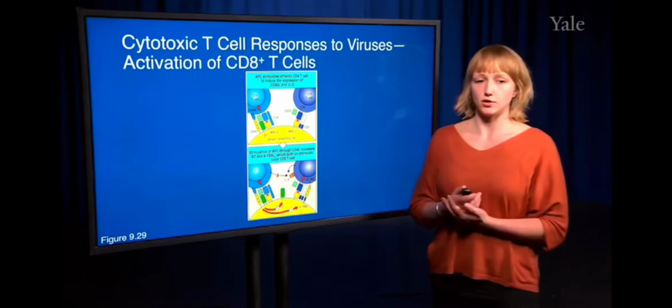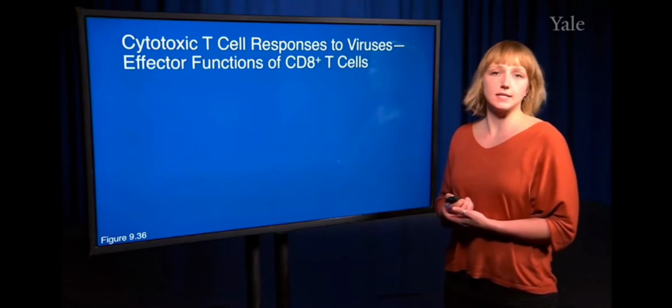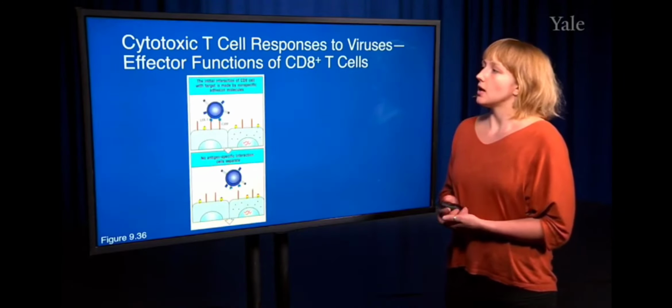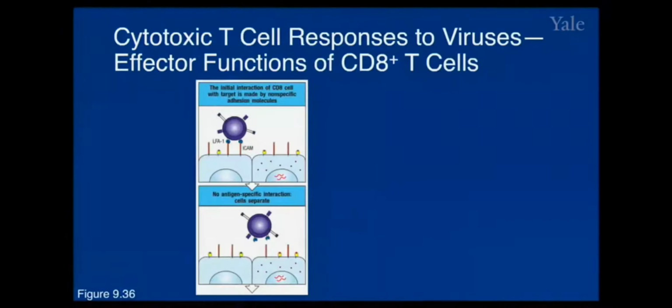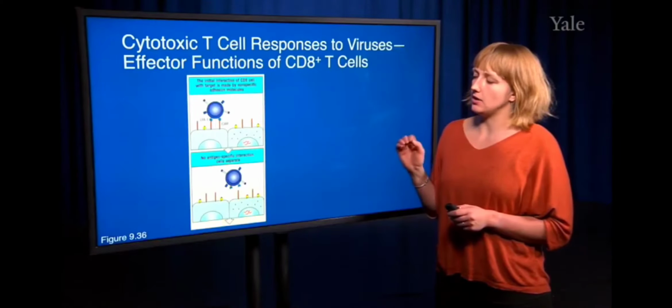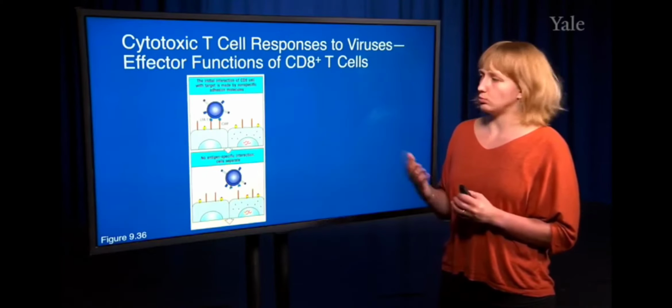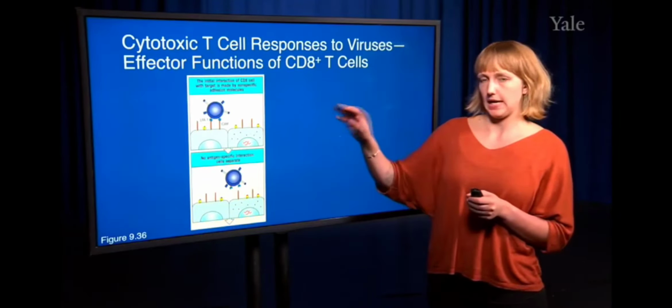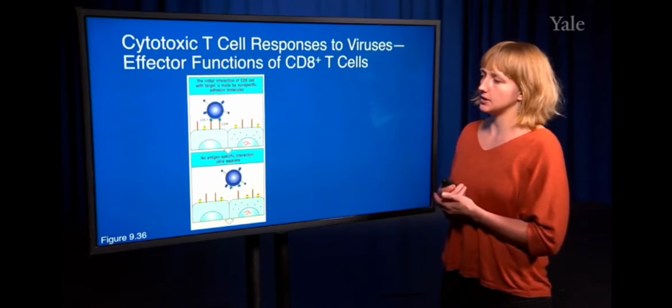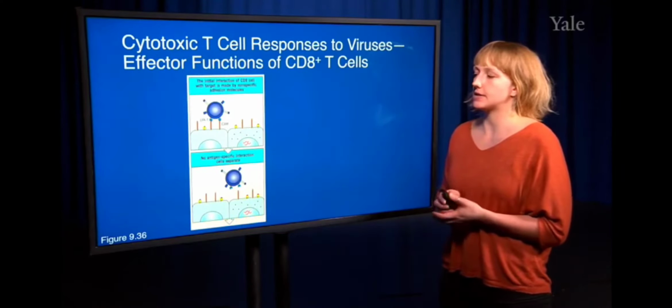Now, the way that CD8 T cells work is once they're activated, they will go from cell to cell, and there will be an initial interaction between the CD8 cell and its target with nonspecific adhesion molecules such as LFA1 and ICAM. Once the cells are interacting with adhesion molecules, the CD8 cell is just kind of rolling around these cells. If there's no antigen-specific interaction between the CD8 cell and the host cell, then nothing's going to happen, and the cells will separate and the CD8 cell will leave.